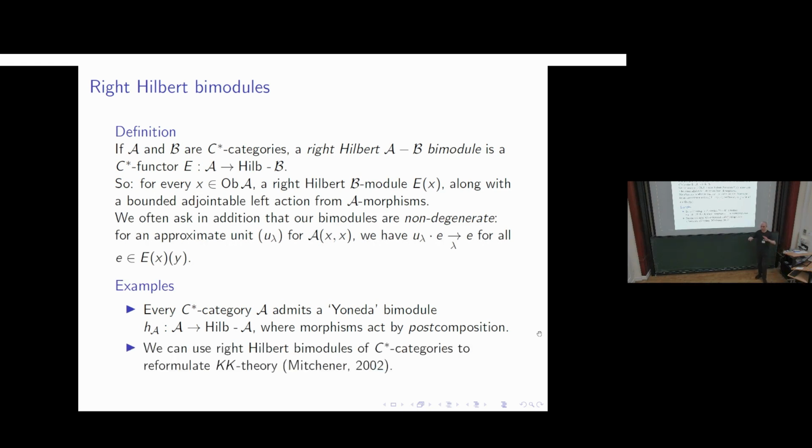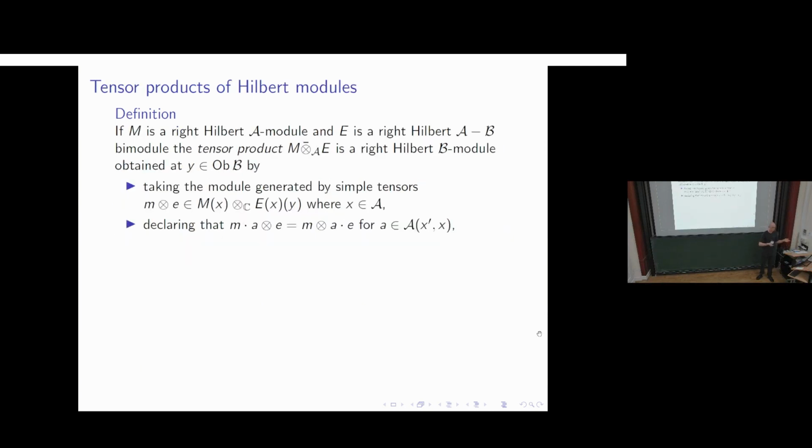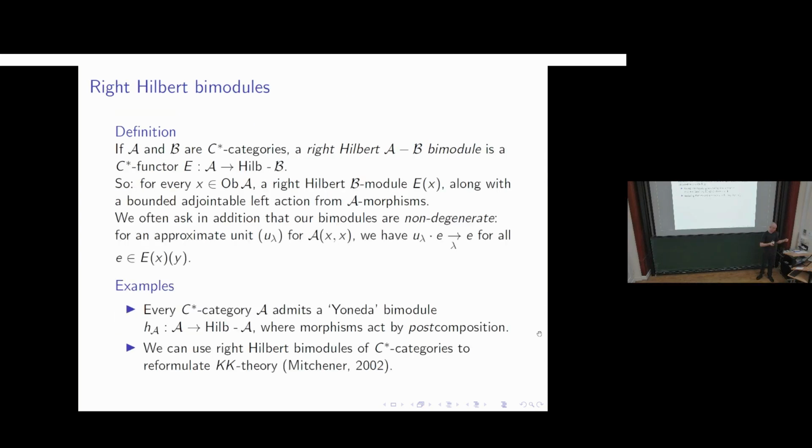And then a much higher level example of this is Michener, who had a very productive year in 2002, used right Hilbert bimodules of C-star categories to prove some new things about KK theory. And yeah, so that's that. Okay, so let's move on. Oh, I just went back. I want to go forward.